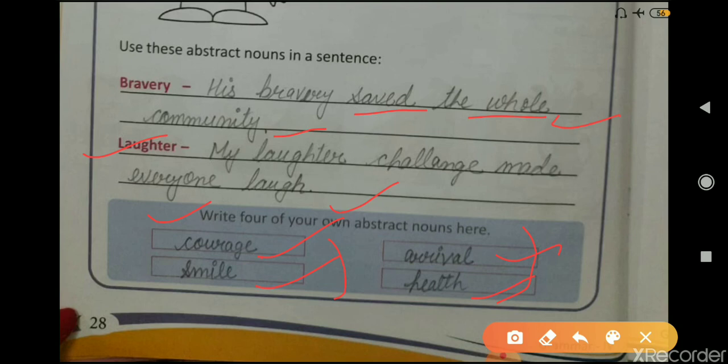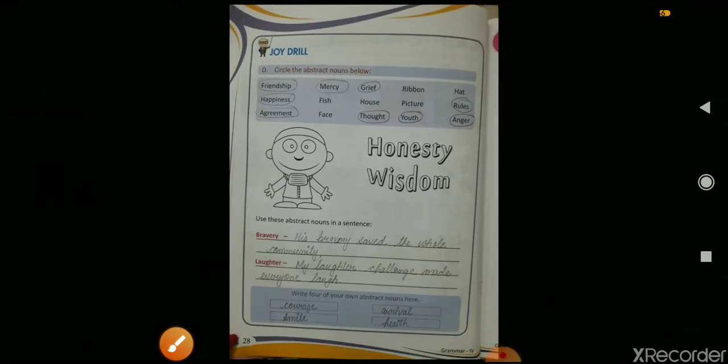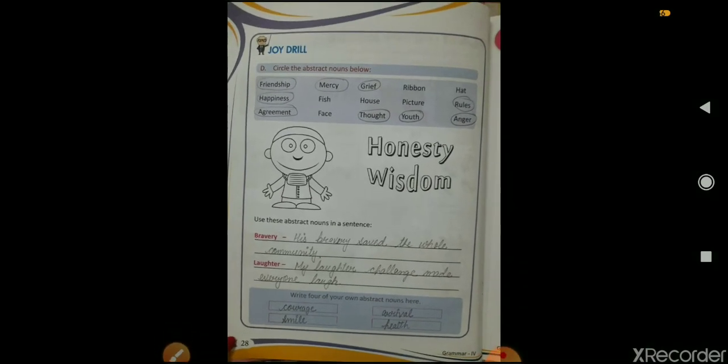Okay, so these are your exercises of lesson number 5. We had already completed these exercises. Now, you have to complete these exercises in your book in neat and clean handwriting. And also, you have to learn all these exercises as homework.